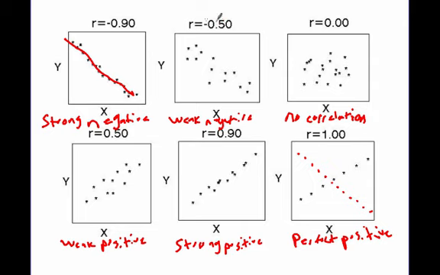Alternatively, this R is -0.5, which means that it's got a correlation. It's not 0, it has some sort of correlation, and it's negative, it's sloping down. But our dots aren't really all that close together, so it's not going to be a very strong correlation. Similarly, I've got a +0.5 and a +0.9 here. Now we notice R is 0 here, which means there's no correlation at all. If R is really close to 0, there's not going to be much correlation.